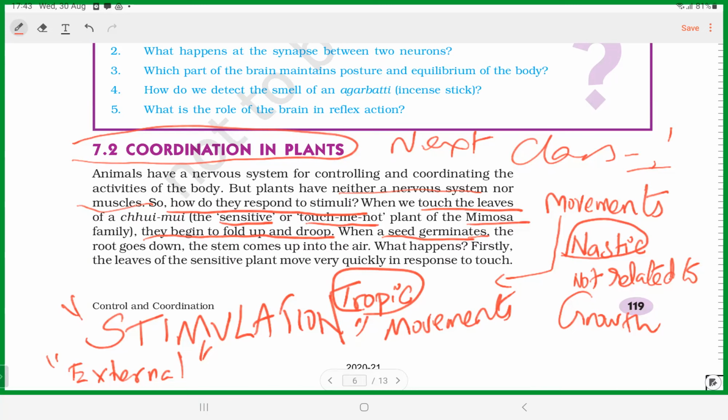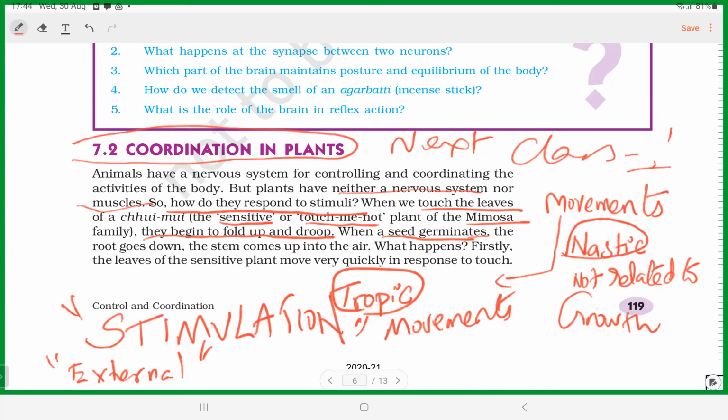Seed germination. See, the Tasmanian plant is an example for what? Nastic movement. So this seed germination, can you understand? This is actually related to trophic movement. Trophism. You know the different types of trophism? What are they? Phototropism, geotropism, hydrotropism.